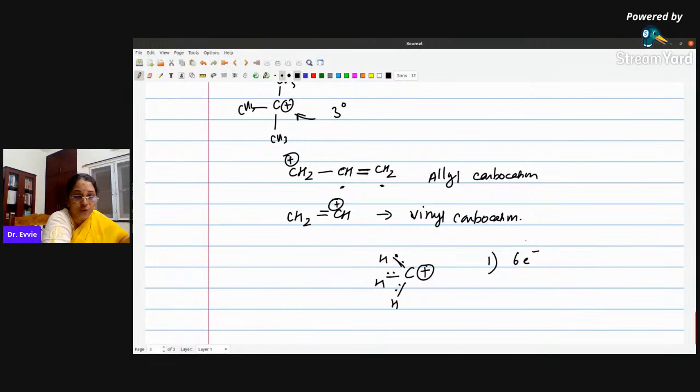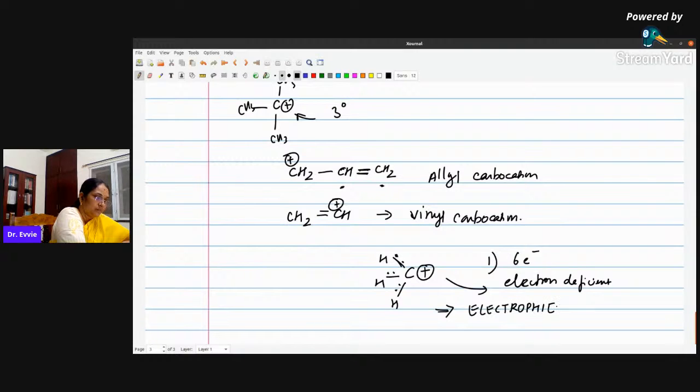Now tell me whether it is an electron deficient or an electron rich compound. Obviously it is electron deficient, because you know your octet rule has to be followed. So these carbocations are electron deficient species. And whenever it is electron deficient, what do you call that? Whenever something has a positive charge, I have already told you, they are called electrophiles. Electrophiles are nothing but electron loving. So it has a positive charge, so it can take up electrons.